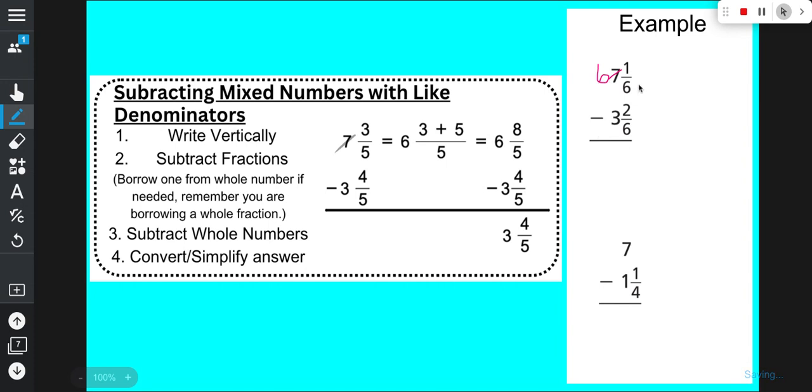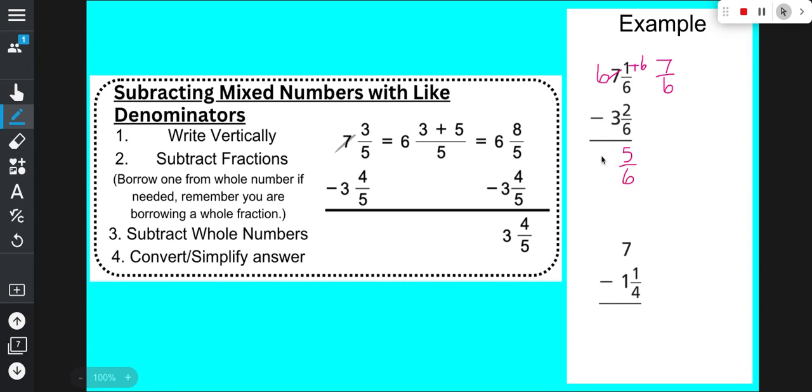What I'm borrowing is a whole fraction. If my fraction says it's out of 6 pieces, a whole fraction would be 6 out of 6. So we're going to add 6 to that fraction, which gets us 7/6. Now I can subtract. 7 minus 2 is 5, and we keep the bottom the same, 6.